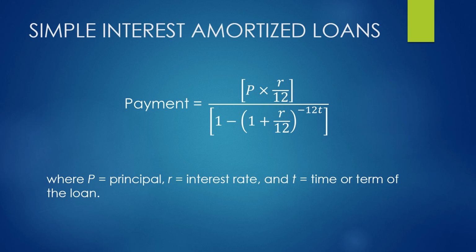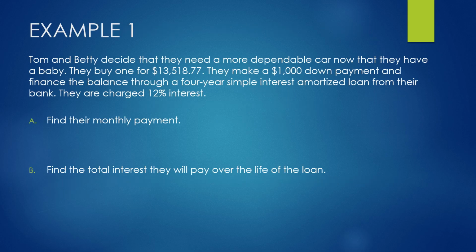Alright, so let's look at an example. We're back with Tom and Betty. If y'all remember, I think the last 2 sections we had an example with Tom and Betty. It says Tom and Betty decide that they need a more dependable car now that they have a baby. They buy one for $13,518.77. They make a $1,000 down payment and they finance the rest through a 4-year simple interest amortized loan from their bank. And they are charged 12% interest. This is a terrible interest rate.